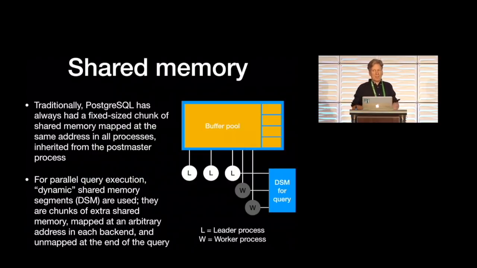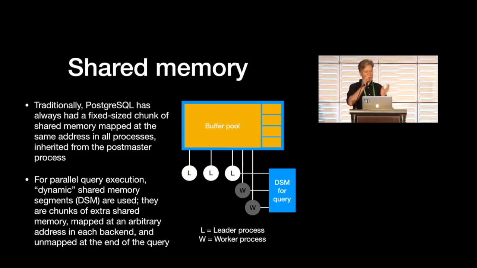Those processes communicate with each other using shared memory. Traditionally, Postgres has a big chunk of memory that it creates at startup, and every process inherits it, and they can communicate through that shared memory. But for parallel query execution, extra shared memory segments were created. They're called DSM. That's a Postgres project term. It's abstracting over the different ways of getting shared memory on different operating systems.